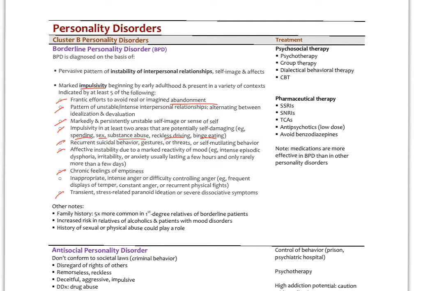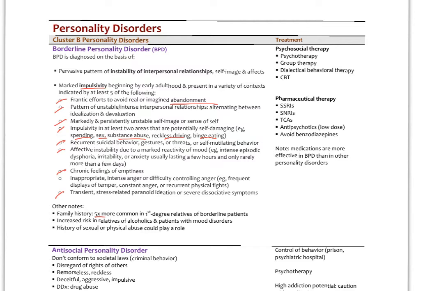There's usually a family history, so it's 5 times more common in a first-degree relative of borderline parents. That should be parents, not patients. Increased risk in relatives of alcoholics and patients with mood disorders. And history of sexual or physical abuse can play a role. So we suspect that might be a triggering event in some patients. So reading through these personality disorders, we might all begin to think of people we know that might fit these criteria. Again, the important thing to realize is these patients are not aware that they have a disorder, really.